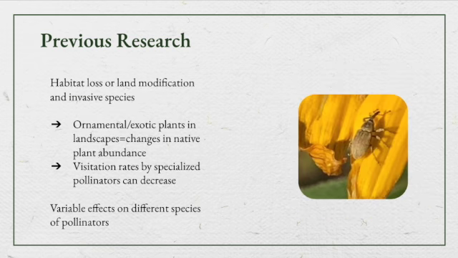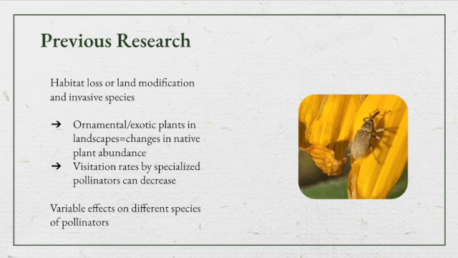Some of the current studies in anthropology have suggested that the main issues causing the declining rates of pollinator species have to do mainly with pesticide applications, habitat loss, or land modification, and invasive species. Those studies that have focused on habitat loss or land modification and invasive species have shown that the inclusion of ornamental or exotic plants in landscapes can create changes in native plant abundance by disrupting mutualistic interactions between native plants and their pollinators.